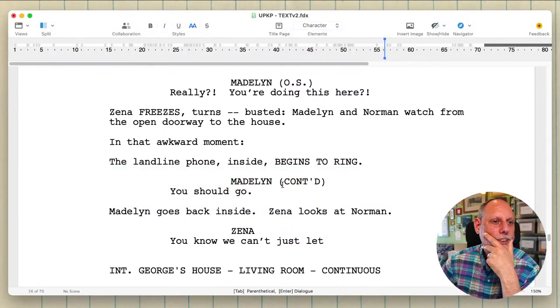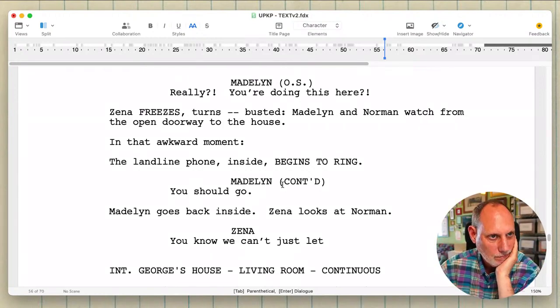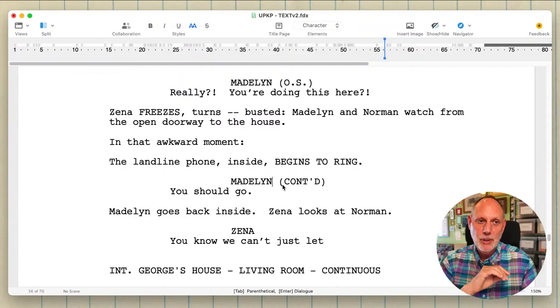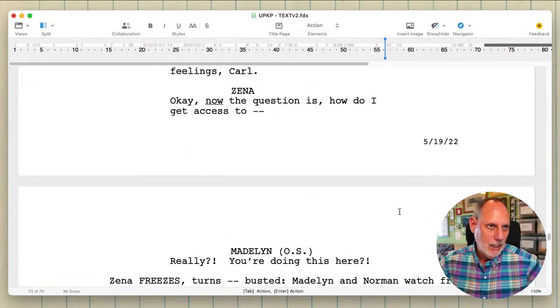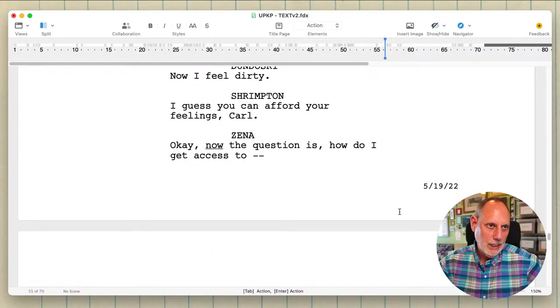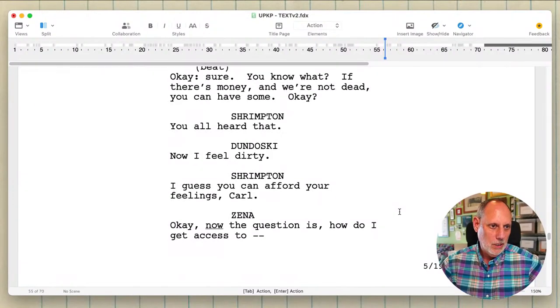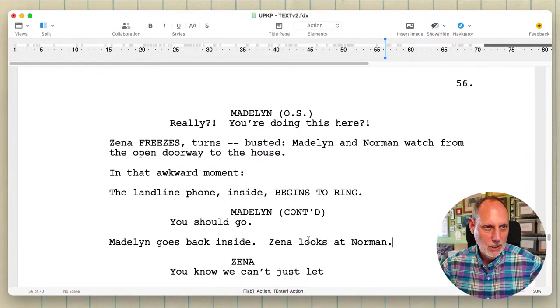This is a very minor thing, but the flow of it, the idea that the phone interrupts a standoff, you don't want to make it just seem, this is an important turning point. That phone ringing is the beginning of the end, the beginning of the escalation. Hello, Mike. So I'm just looking at, we've been on a roll here about the conspirators plotting on how to, okay, now the question is, how do I get access to June? Really? You're doing this here?